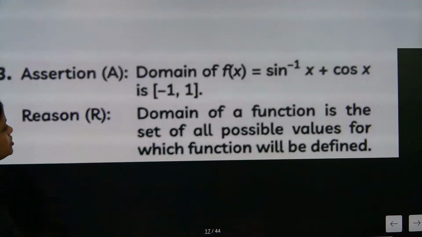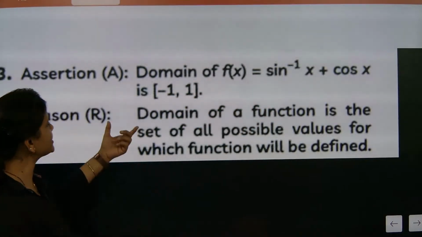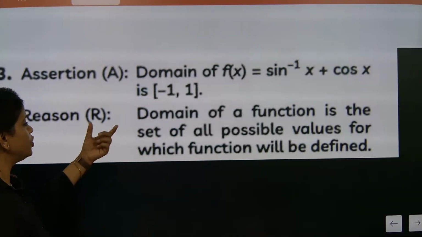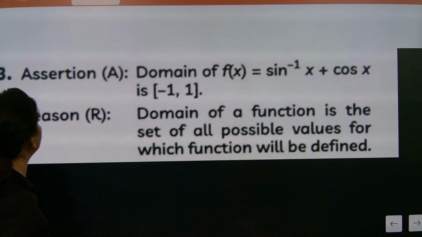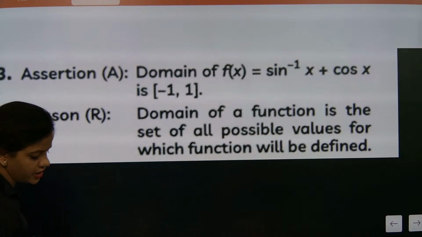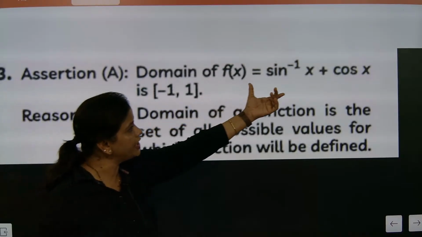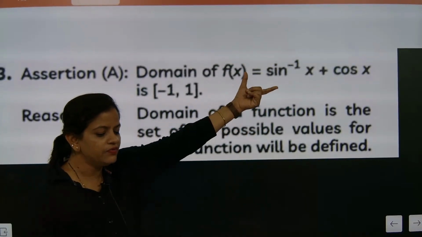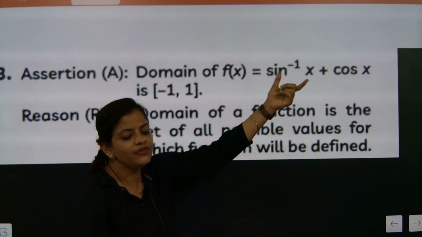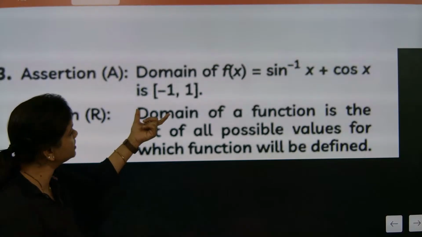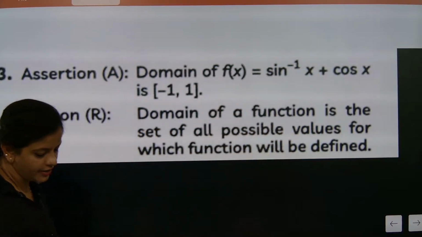Can you go for this question, beta? Here, the domain of f of x, sin inverse x plus cos x, is minus 1 to 1. Domain of a function is the set of all possible values for which the function is defined. This is a very good question. Please decide, because according to me this is absolutely correct. Sin inverse x lies between minus 1 to 1 and cos x is the set of real numbers. So our value lies between minus 1 to 1. This is true. Now beta, this part you decide.